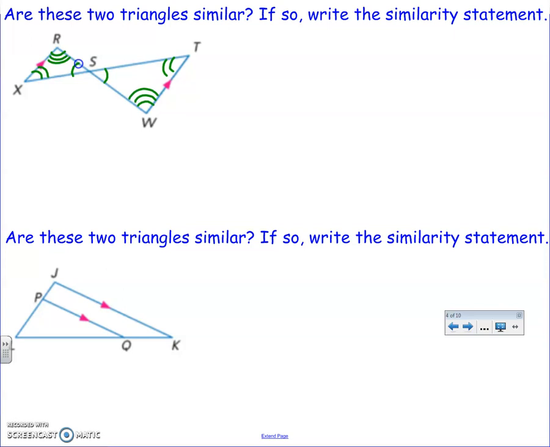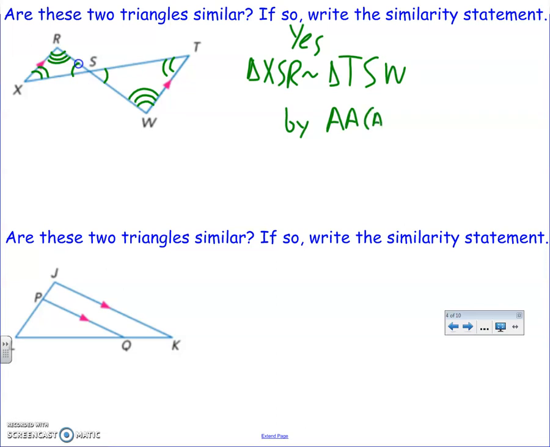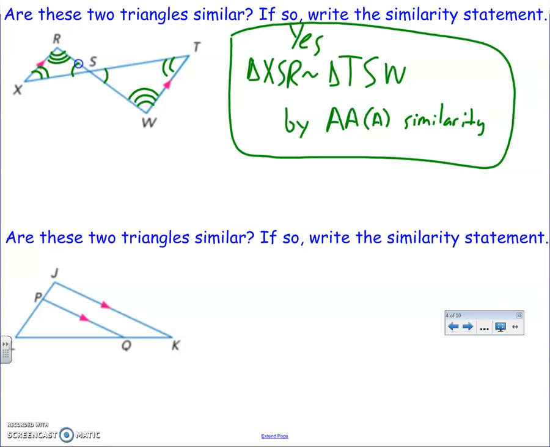Write the similarity statement. I'll say triangle XSR. Why not? XSR is similar to... X had 2 marks, so T has 2 marks. S has 1 mark, so S has 1 mark. R has 3 marks, W has 3 marks. You can call this AA, or angle-angle, similarity. That's only a postulate. But just use common sense there.